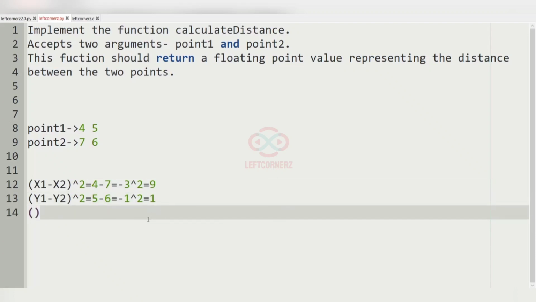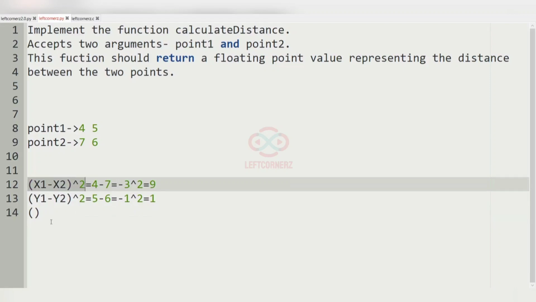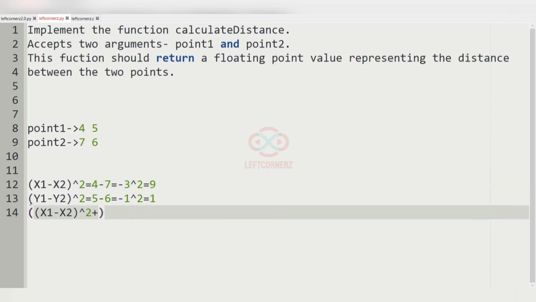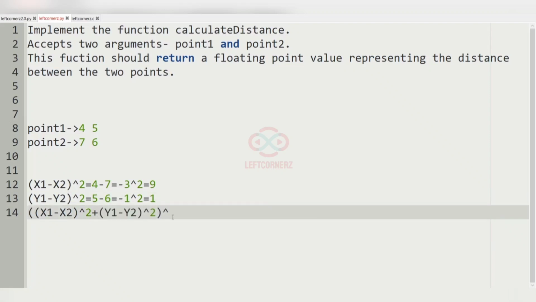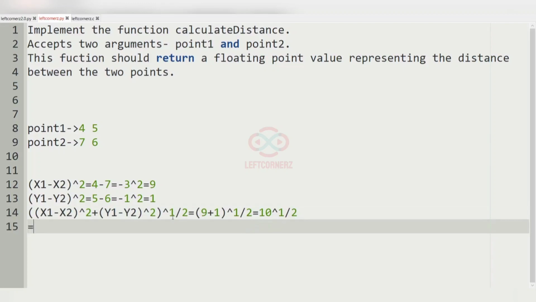Now after calculating the square, we have to add and find the square root. So let us copy and paste here, plus, to the power of 1 by 2, which is equal to 9 plus 1 to the power of 1 by 2. So 10 to the power of 1 by 2. The square root of 10 is 3.16. So this is the distance between 2 points. So this will be printed as our output.